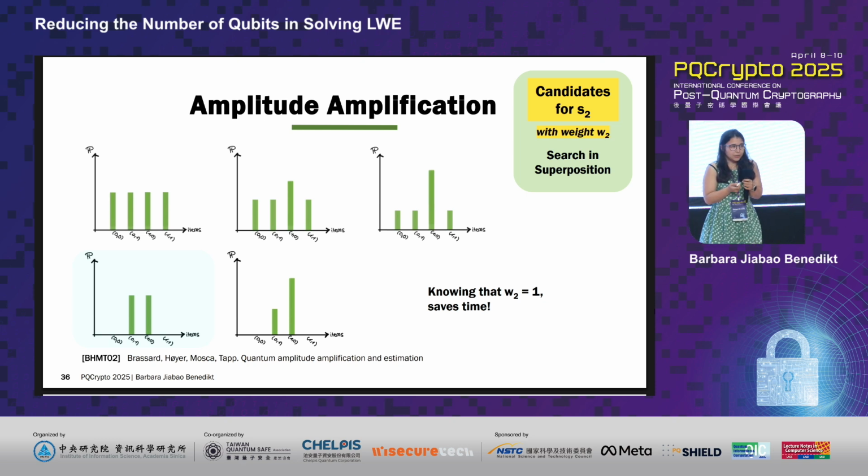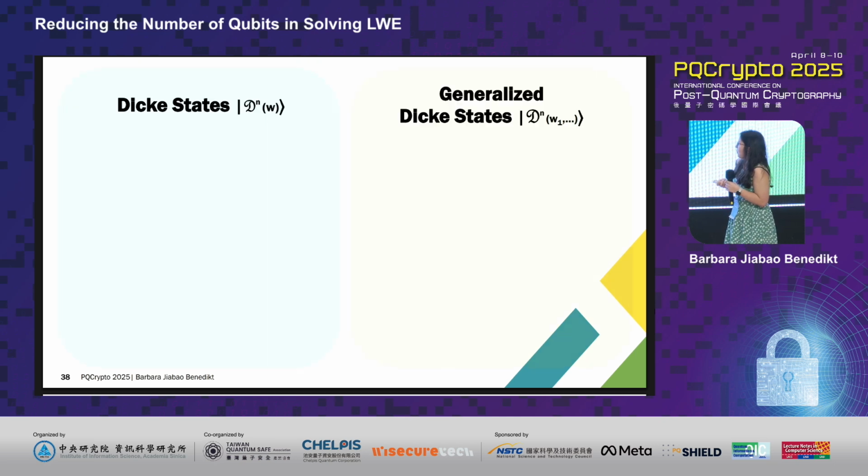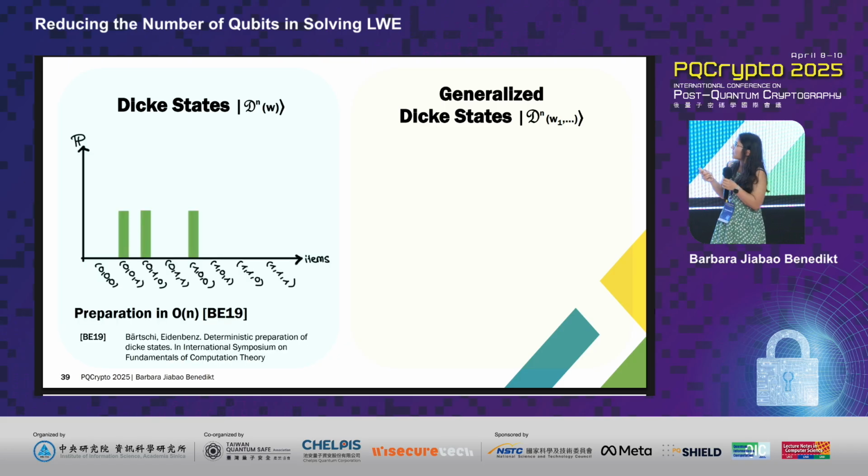The only question which remains now is, how do we get this initial state if we have weights given? To answer this question, we need to take a look at the first piece of the puzzle, the one about generalized Dicke states, which is the second main contribution in my paper, where I propose an algorithm for how you can prepare them. Generally spoken, a Dicke state, I use the notation D^n_w, is an equal superposition of n-dimensional binary vectors with weight w.